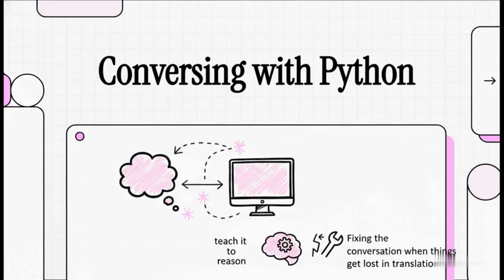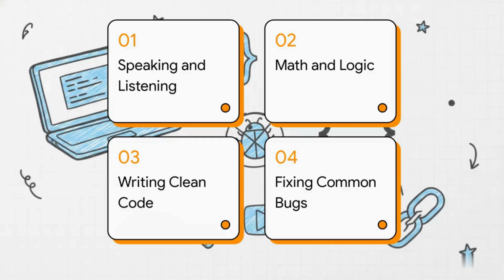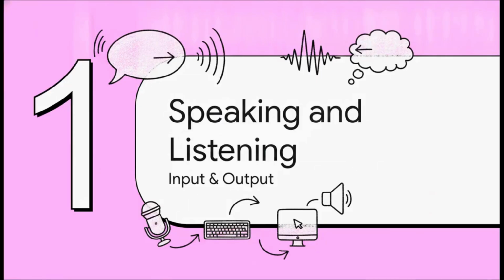You'll know how to speak to the machine, teach it to reason, and gracefully fix the conversation when things inevitably get lost in translation. Here's our roadmap for the day. We're going to cover speaking and listening, math and logic, writing clean code, and finally, fixing common bugs. All right, let's jump straight into section 1, speaking and listening, specifically focusing on input and output.